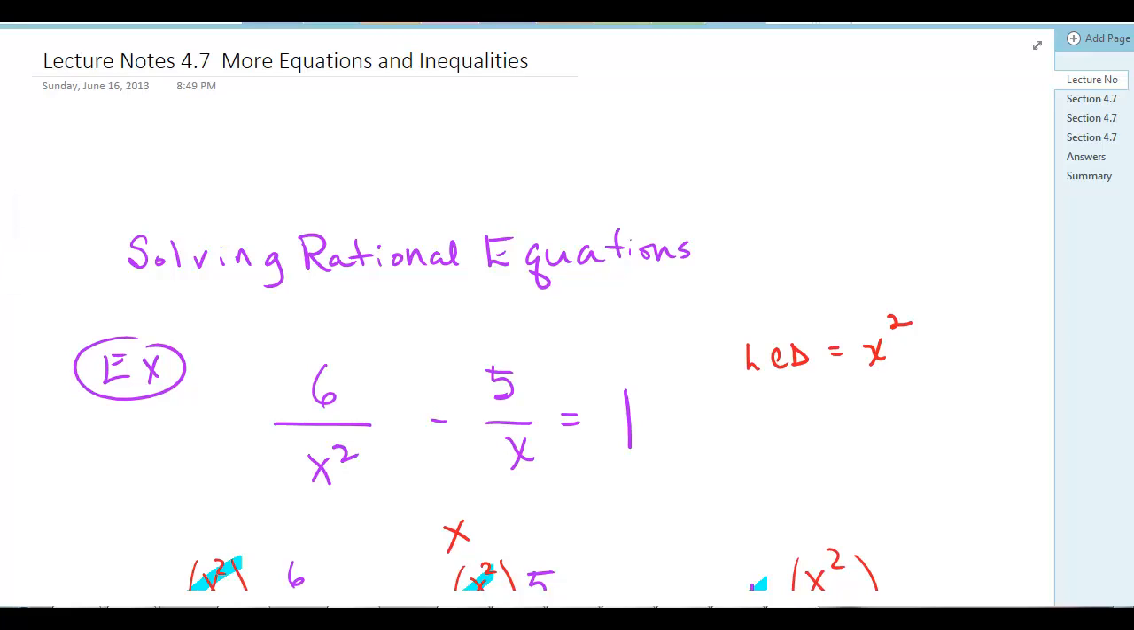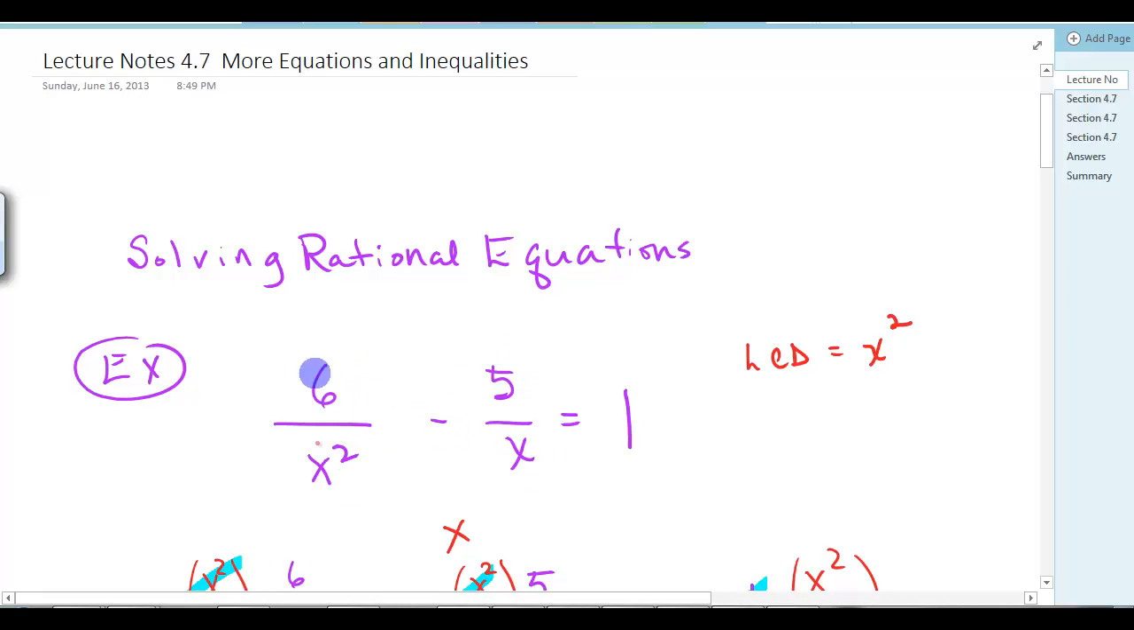This is section 4.7, more equations and inequalities. And we start out with just reminding ourselves about solving a rational equation. So let's look at this example. The example is 6 over x squared minus 5 over x equals 1.